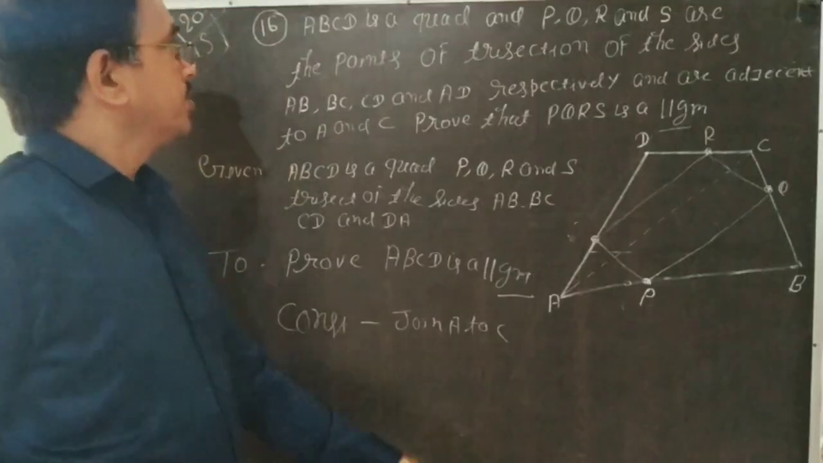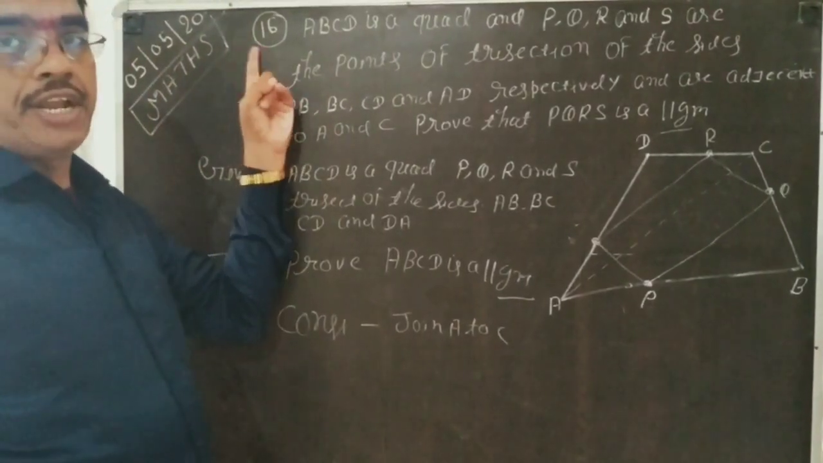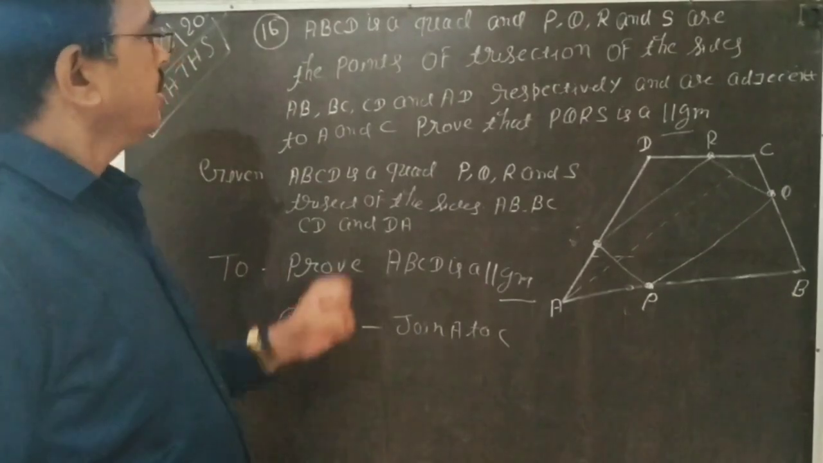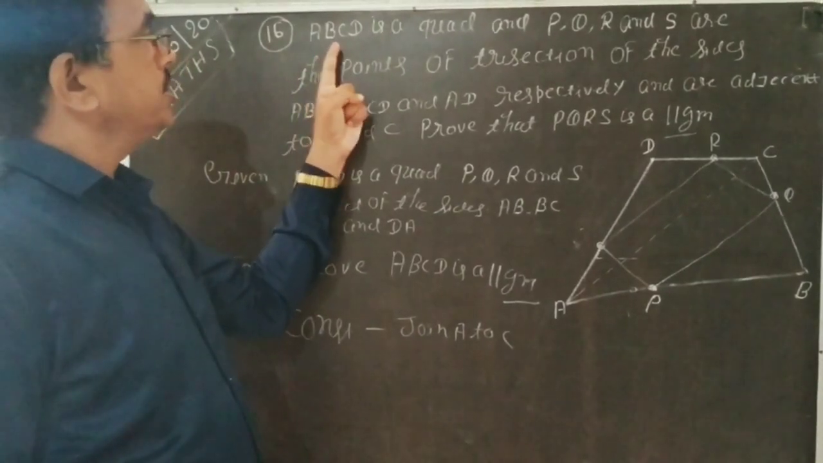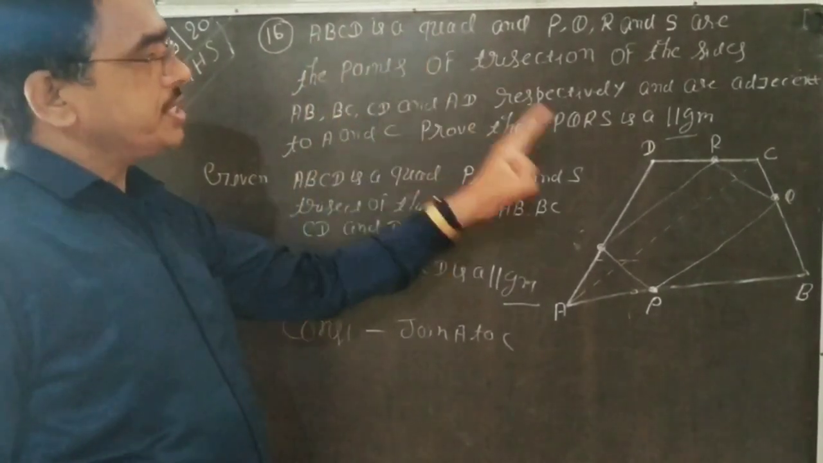Today I discuss some examples of exercise 7a on the basis of Thales theorem or basic proportionality theorem. So please students, see here. See example 16 of exercise 7a. Dear students, in this question it is given that ABCD is a quadrilateral.